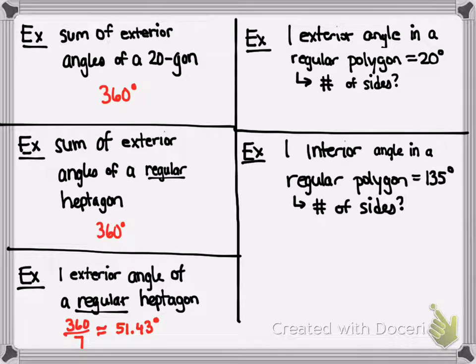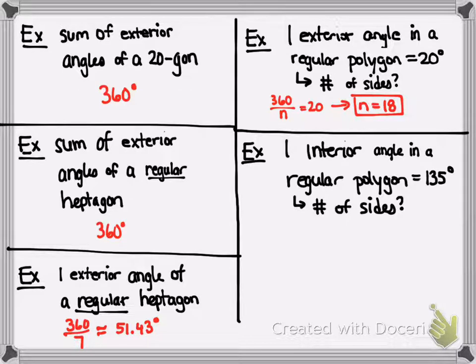So let's kick it up a notch and see if we can find one exterior angle. If we know that one exterior angle in a regular polygon equals 20 degrees, can we find the number of sides? Well, we know that one exterior angle would be equal to 360 degrees divided by the number of sides. So we can set that equal to 20. And then when we solve, we would get n equals 18. So that would be an 18-sided shape.